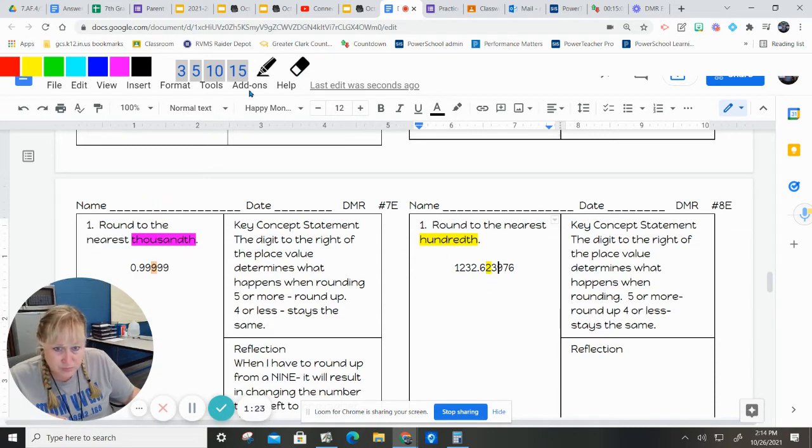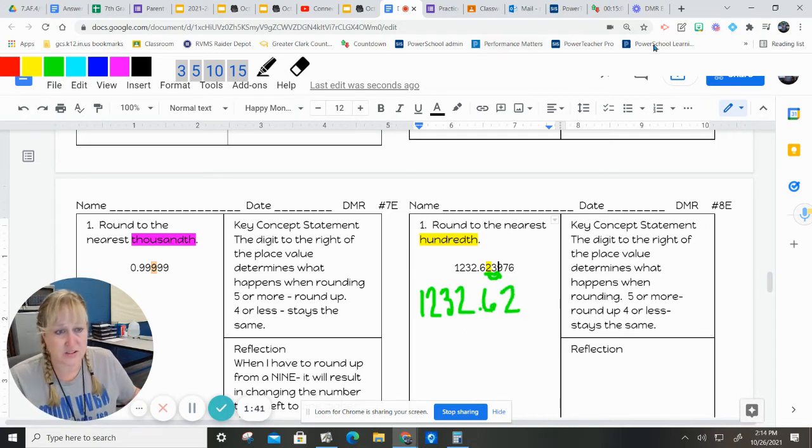the 2 in the hundredths place. I'm going to look next door at the 3, and that 3 tells me that that 2 needs to stay the same. So my answer is 1,232 and 62 100ths.